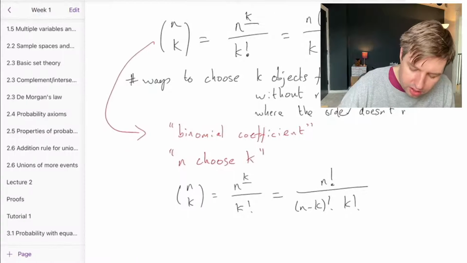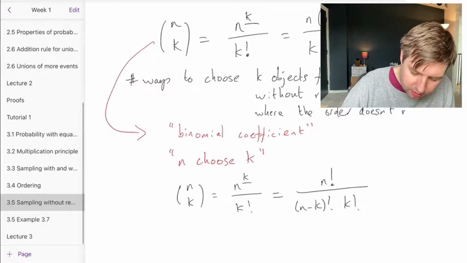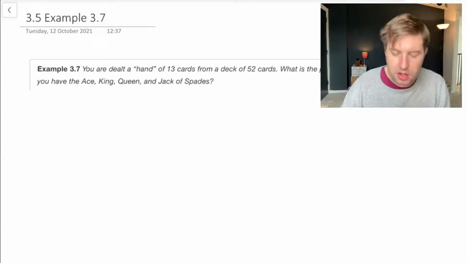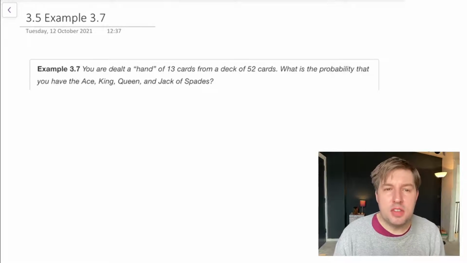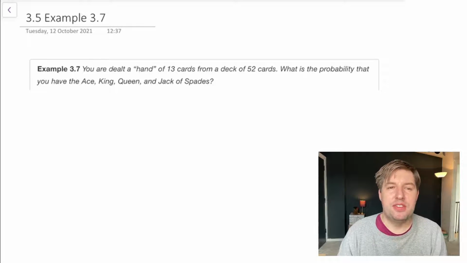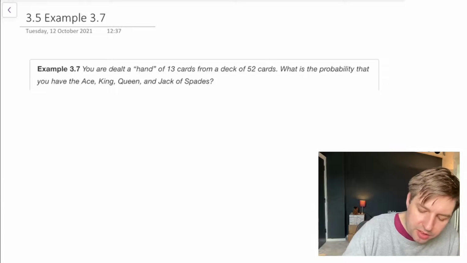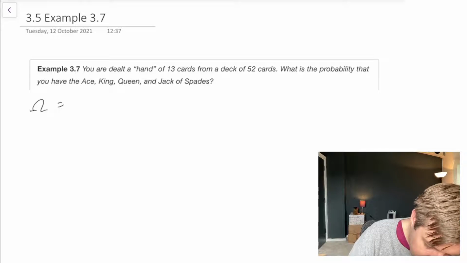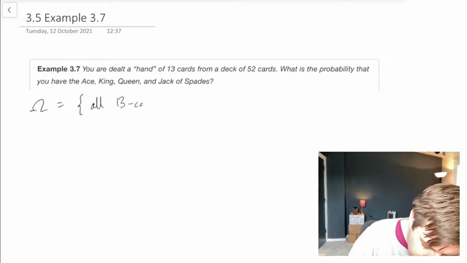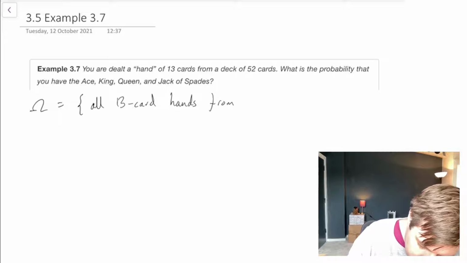Let's see another example of how to use this. This is example 3.7. You're dealt a hand of 13 cards from a deck of 52 cards. What is the probability that you have the ace, king, queen, and jack of spades? As always, we need to say what's the sample space. So omega is the set of all 13 card hands from the 52 card deck.